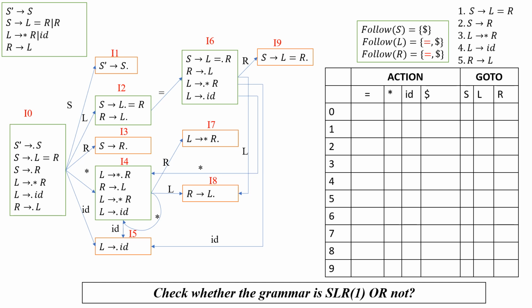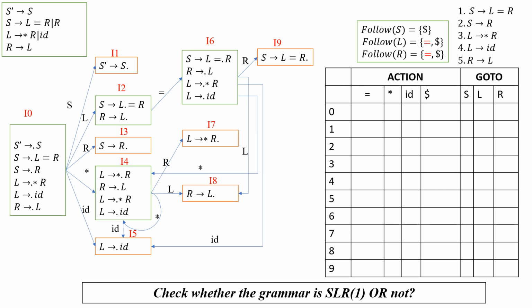Now, in order to create the SLR table, what do we have to do? We have to find out the follow of the non-terminals. How many non-terminals are here? S, L and R. No need to find S dash. So follow of S is dollar, because S dash derives S; whatever is the follow of S dash is copied to S, hence follow of S is dollar.